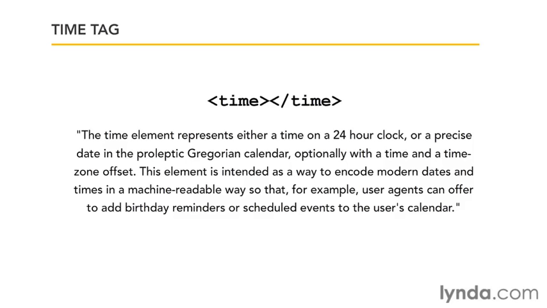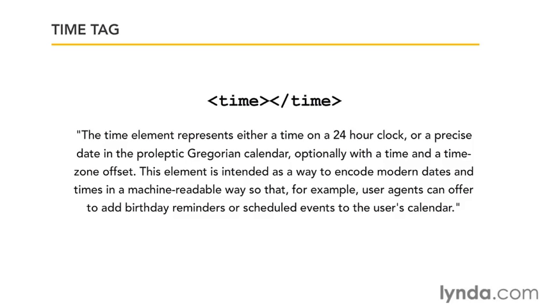Next up is the time element. The time element allows you to mark up time and date information in a machine-readable way that will make it easy for pages to share information with items such as calendars, social applications, and data feeds. The HTML5 specification states, the time element represents either a time on the 24-hour clock or a precise day in the proleptic Gregorian calendar, optionally with a time and time zone offset.